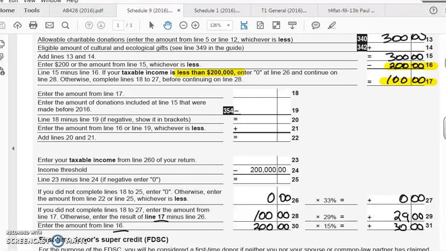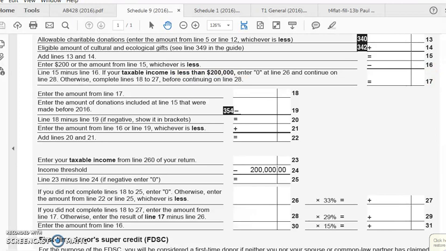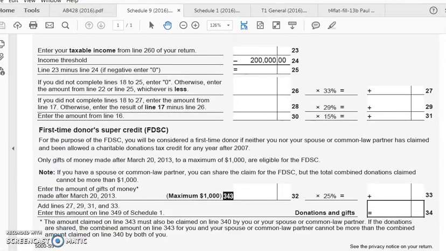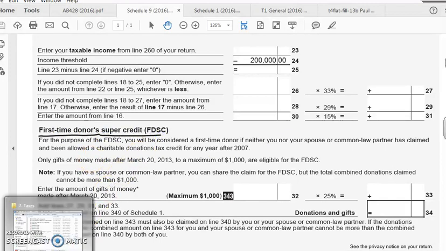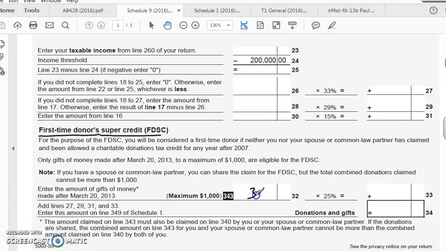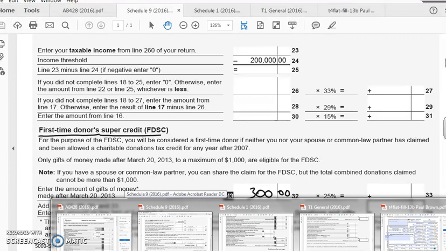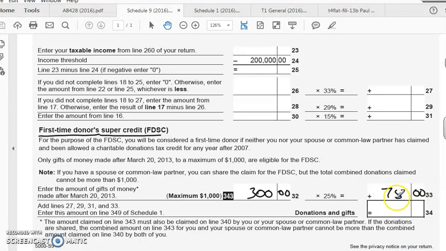So we've now completed this up to line 31. Finishing this off, because Paul has given an amount of first-time giving and using it, we can use the first-time donor super credit. We have a maximum of $1,000 that we can put here, and so we are putting in 300 times 25% gets us $75, combined with the 30 that we had here before, as well as the 29. It gets us 105, 125, $134.